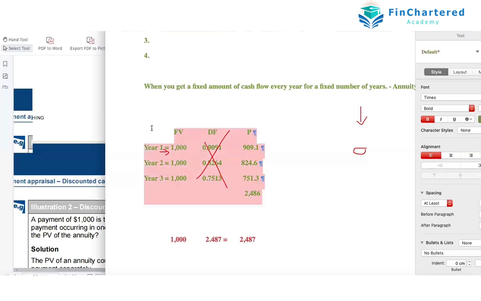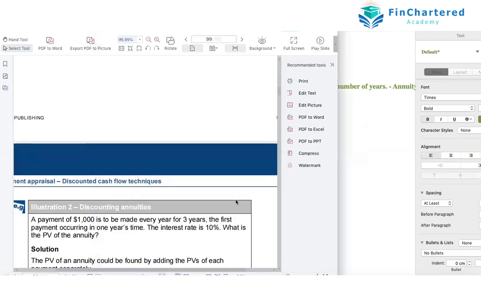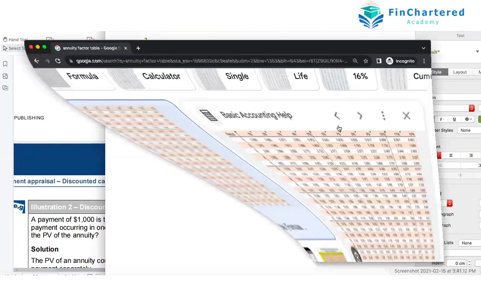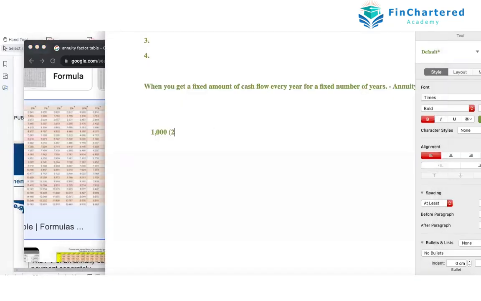So this answer, which I spent about 2 minutes solving, I can get the same answer in less than 1 minute. Can we try it? Can we see if we are getting the same answer in less than 1 minute? Yes. The amount is how much? 1000 rupees. The amount is 1000 rupees. You just need to know the annuity factor for 3 years at 10%. How much is the annuity factor for 3 years at 10%? 2.487. So simply multiply that amount with 2.487.